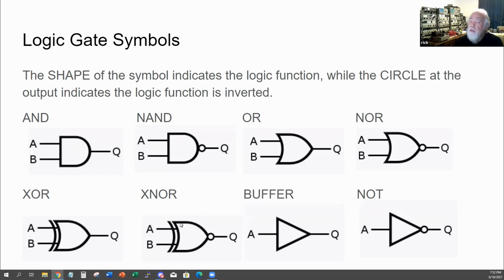And the exclusive NOR does the exact same thing as the exclusive OR gate, but negates the output. So if either A or B, but not both, are true, the output is false.